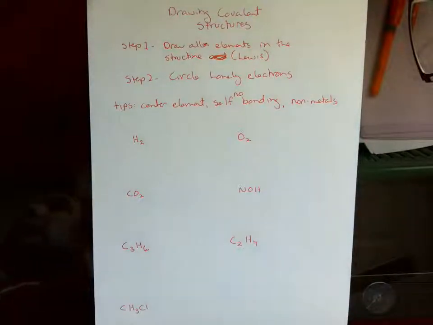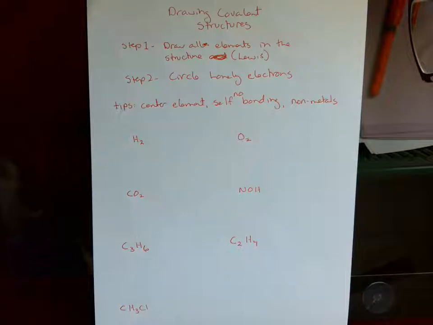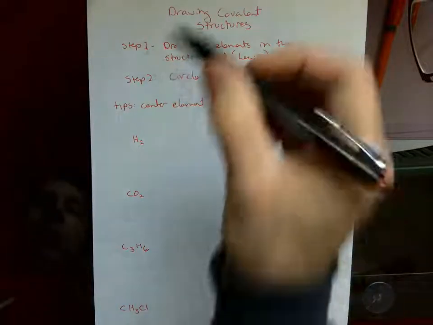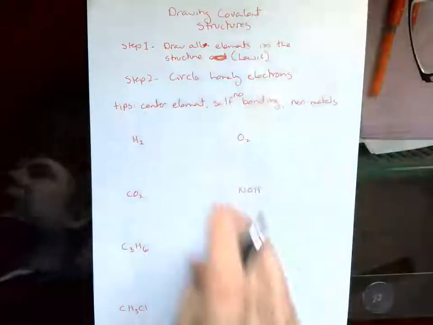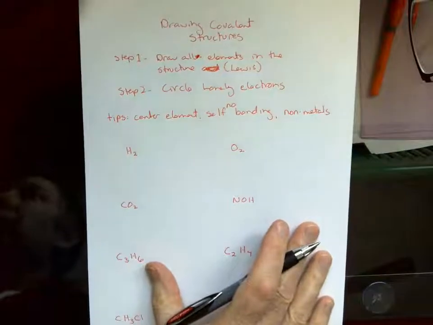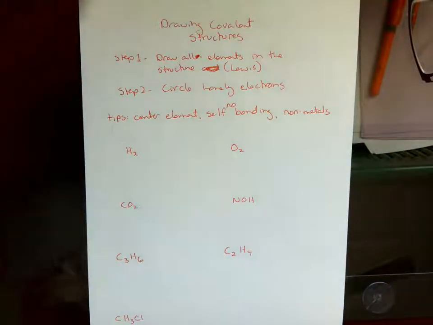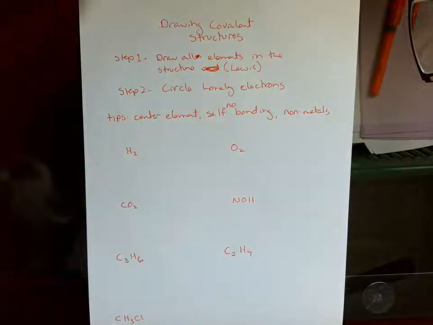Okay, what you're going to see in this course is when we do a skill, that skill is going to move forward, so it's going to build. So we've done Lewis dot diagrams, so you have to have that mastered for the next thing. What we're going to do now is we're going to draw covalent structures. Now, when we draw these covalent structures, what we're drawing is most of the structures in the world around us.